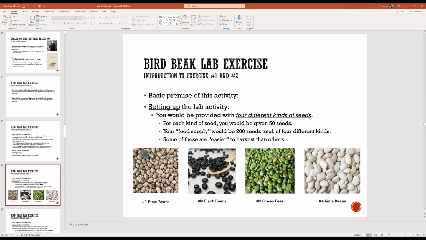As you can imagine, these actually have very similar shapes, but you could use 4 totally different seeds or objects. You could use like an M&M, a pasta noodle, a bean, and a grain of rice, or something like that. And you could see how the grain of rice may be more difficult to get because it's tinier compared to like an M&M, which is larger. So some of these will be easier to harvest than others.